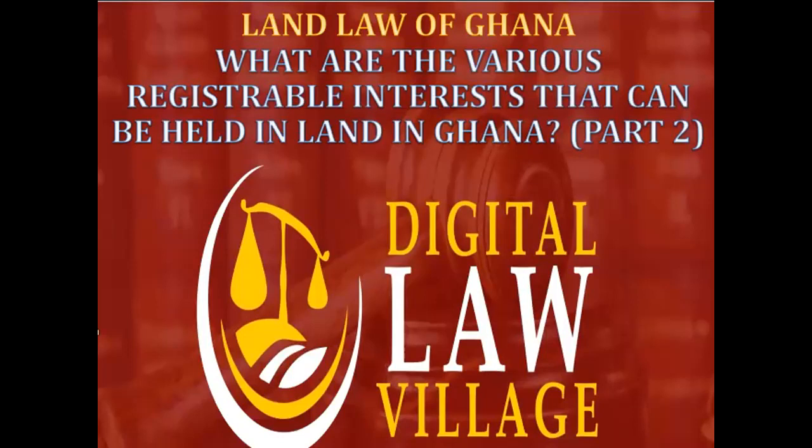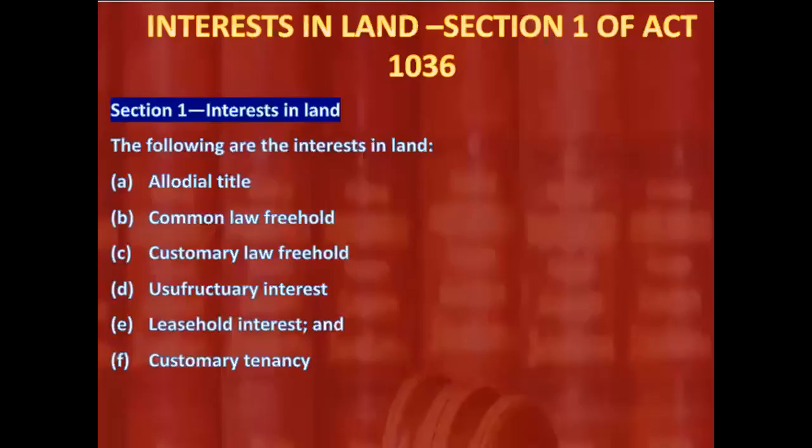You remember that in our previous lecture, we indicated that under Section 1 of the Land Act of 2020, Act 1036, 6 interests have been indicated as the interests that can be held in land in Ghana. And these 6 interests are the allodial title, the customary law freehold, the common law freehold, the usufructuary interest, the leasehold interest, and customary tenancy.